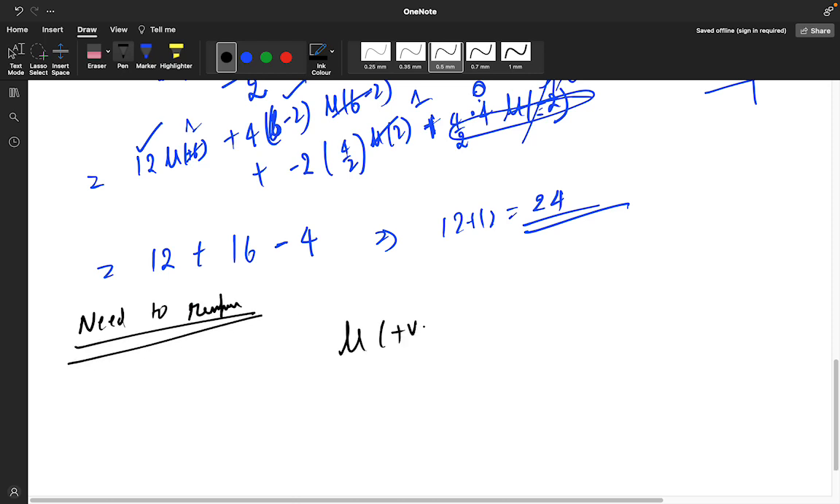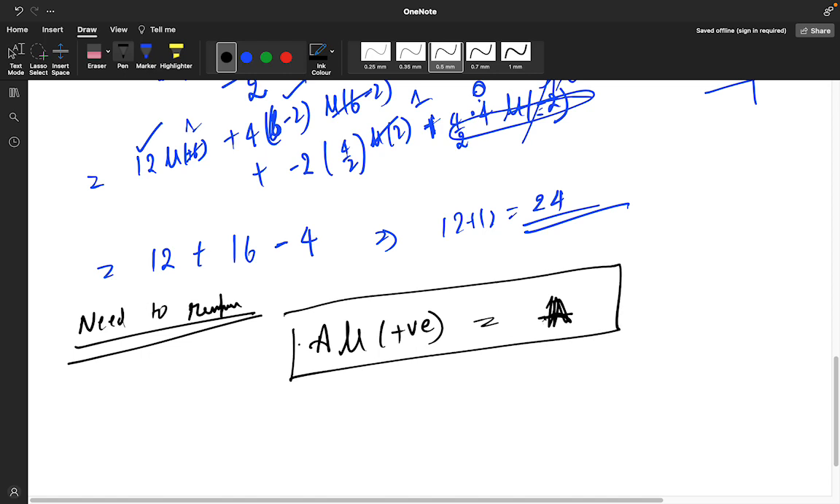When u of t is positive, it will be 1, meaning whatever the a is, if a is there, then a will come. If minus a is there, then minus a will come. Whatever the coefficient value is, that value will come. Suppose if the step function is negative, that means it's 0, and this value becomes 0.